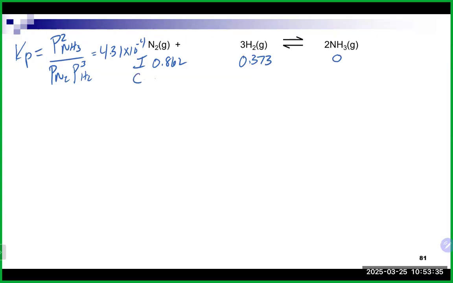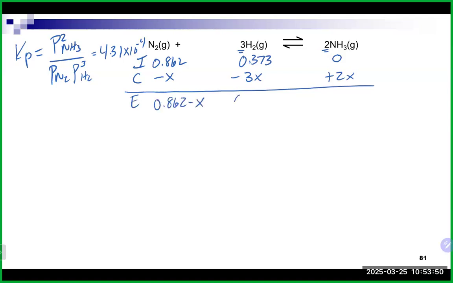Change here is going to work the same, minus x. Remember, this needs to be minus 3x because of the coefficient. And this is going to be plus 2x also because of the coefficient. That is going to get us here 0.862 minus x, 0.373 minus 3x, and 2x.